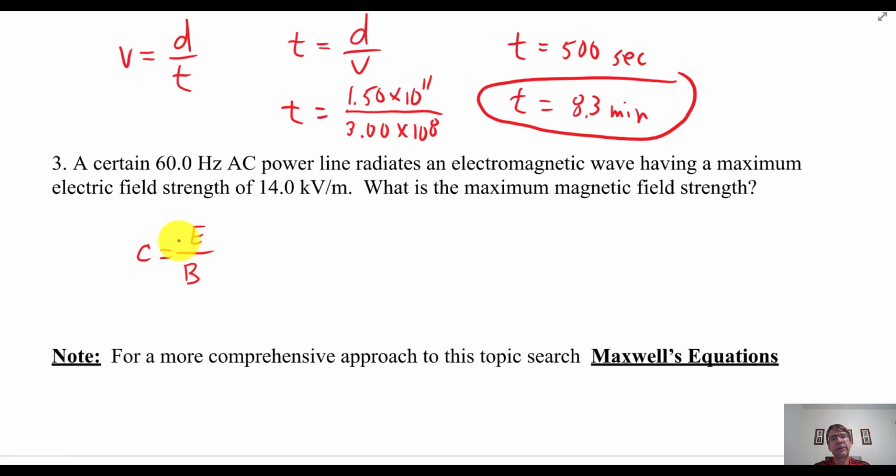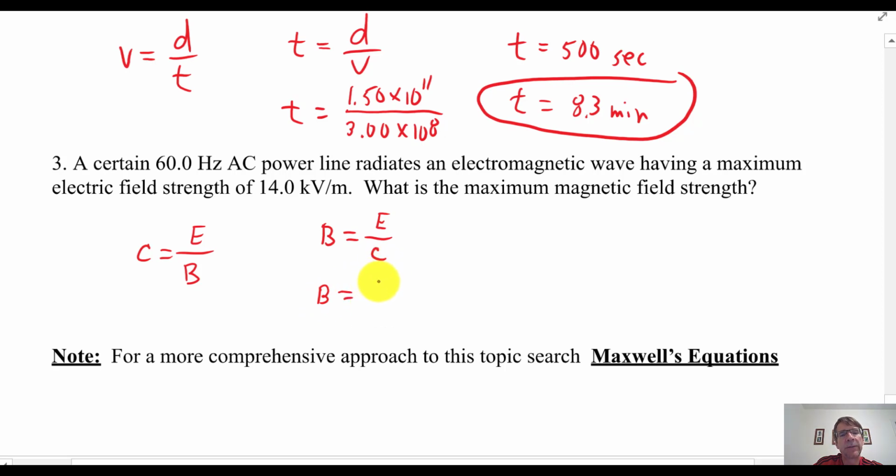So I don't really care about the frequency here. I could use that to find wavelengths and things like that, but I don't need that. I need to calculate B. So I'm going to reformulate this equation. If I manipulate that equation, it's going to be B equals E over c. That's just moving things around. Move the B to the left, move the c to the right. So B, which is what I'm looking for, the maximum is going to match up to the maximum E field.